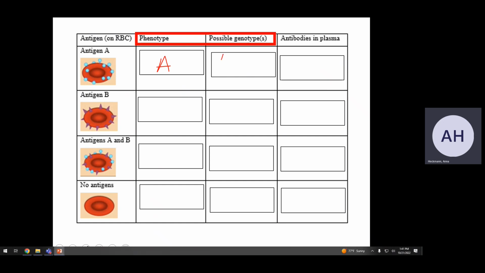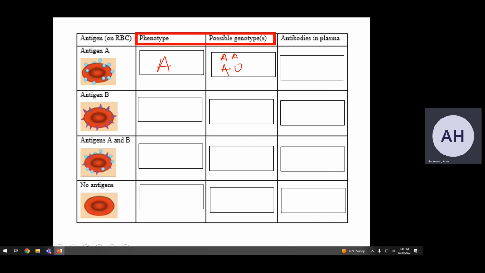Well, we know there's at least one A allele because it's type A. Could the other allele be A? Yes. AA is a possible genotype. Could the other allele be O? Yes. Since, recall that the allele O does not call for any antigen. AO is a possible genotype as well.